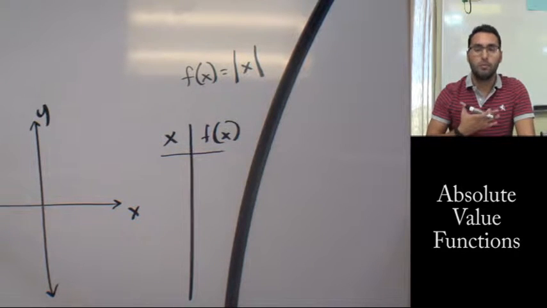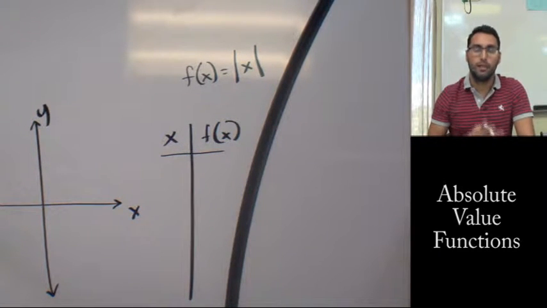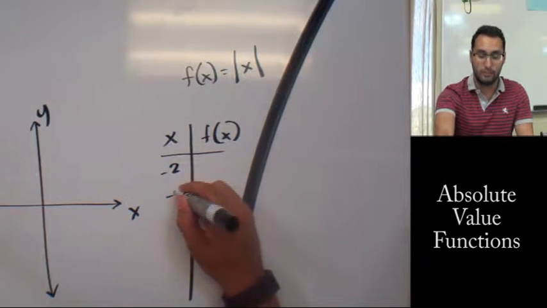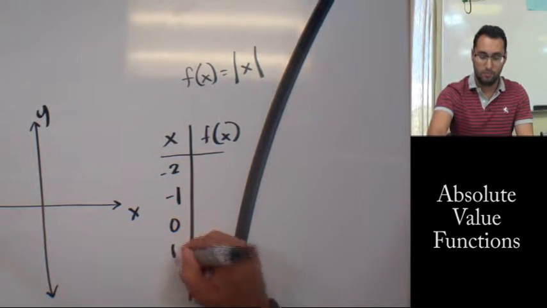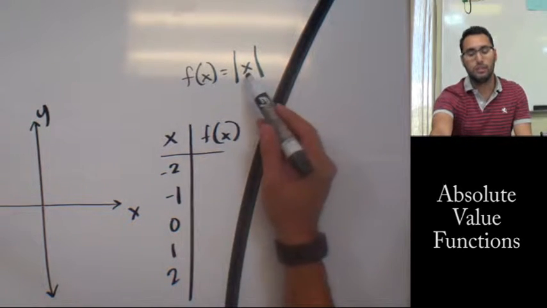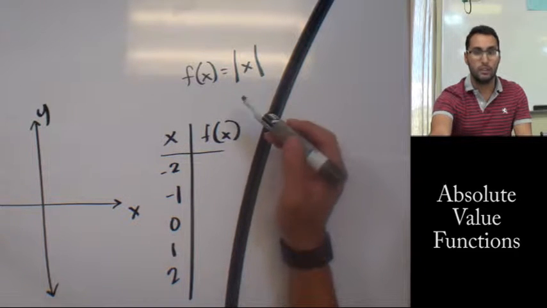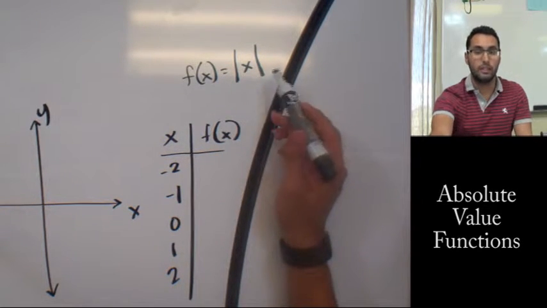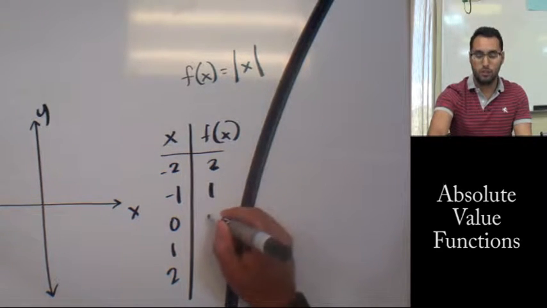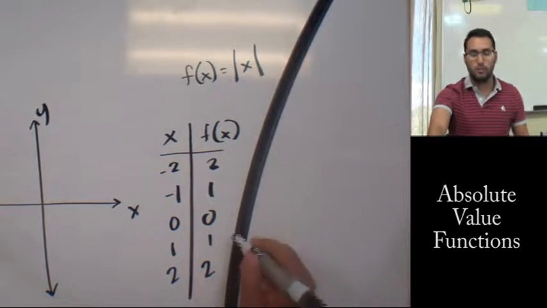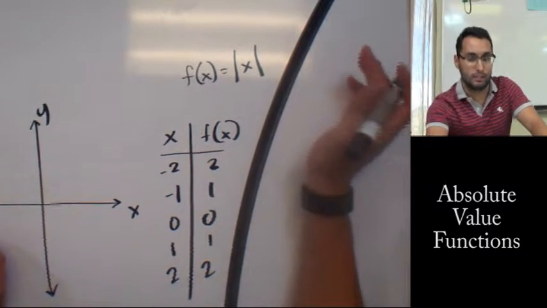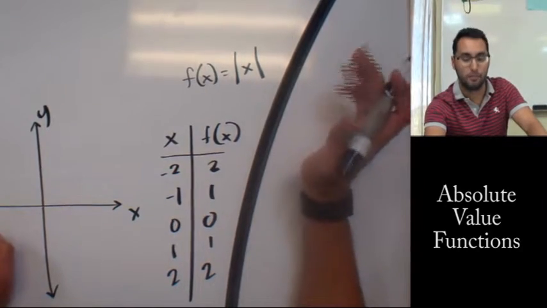In order to graph, you can pick any inputs. I'm actually going to pick inputs from -2 all the way to +2. Plugging that in, if we plug in -2, we receive our output. The absolute value of -2 is +2, then -1 gives +1, 0 gives 0, then 1 and 2. Anything you plug into an absolute value function is going to be positive. It's just a positive version of any number.